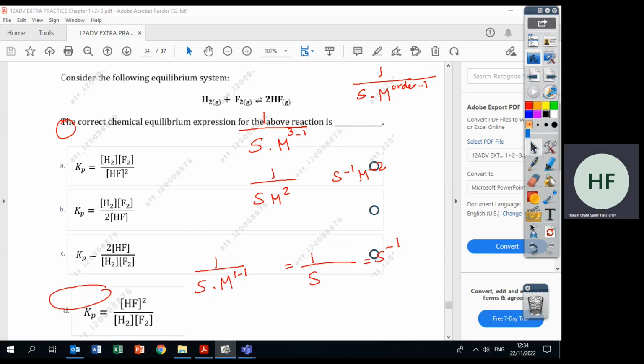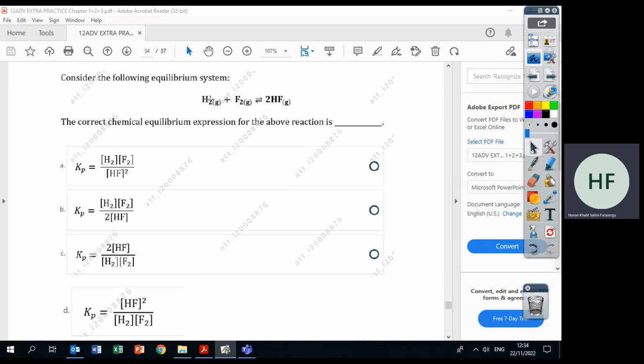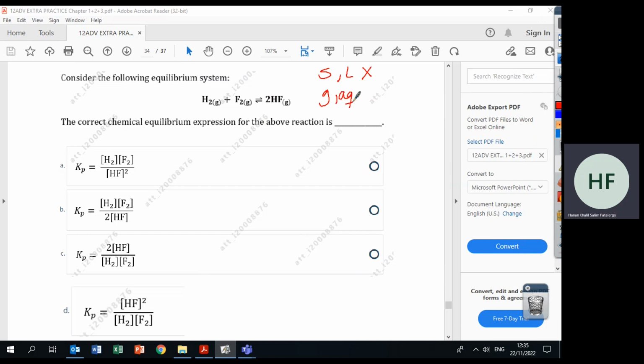Okay, now this one is about the last lesson. Of course if they ask you whether this is a homogeneous or heterogeneous equilibrium, this is homogeneous. Remember, we said solids and liquids are cancelled, gas and aqueous are counted. So K is equal to P over R. Nothing will be cancelled because all of them are gases. Now the product is HF, and this is squared, coefficients become powers, over H2 times F2. Pay attention, this is times, not plus. Okay, times. So the answer is D.